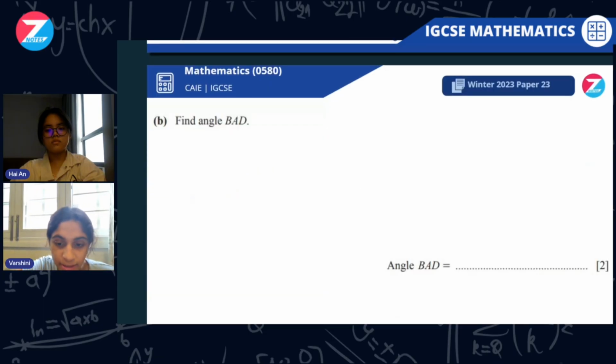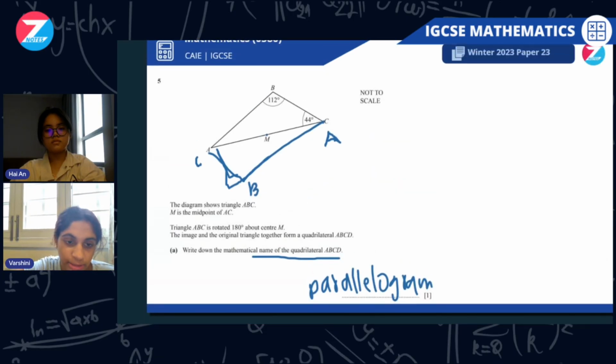Part B, find angle BAD. So they want this angle.